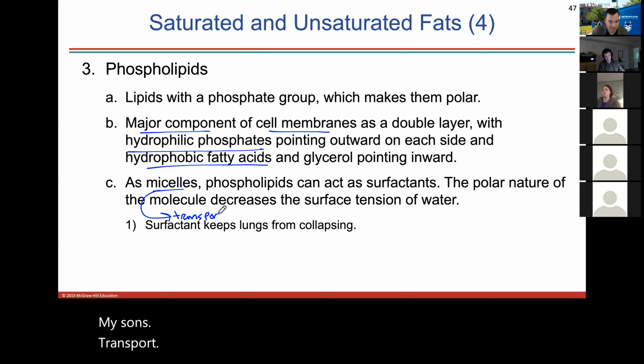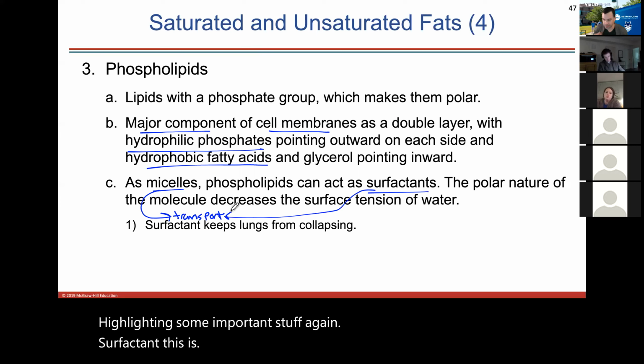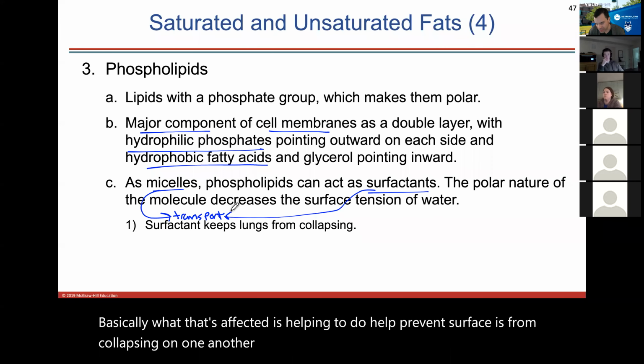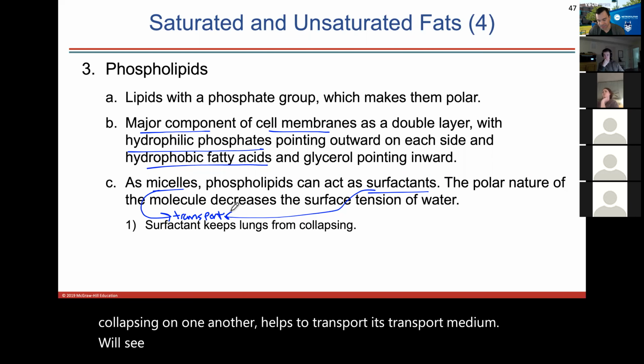Highlighting some important stuff again. Surfactant, this is basically what that surfactant is helping to do. It helps prevent surfaces from collapsing on one another, and helps to transport. It's a transport medium. We'll see micelles when we talk about the digestive system.